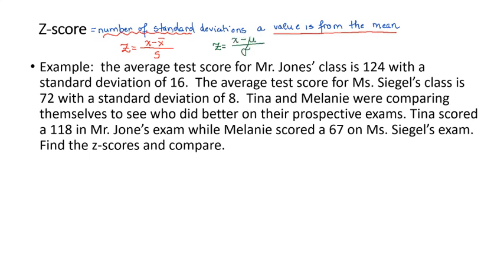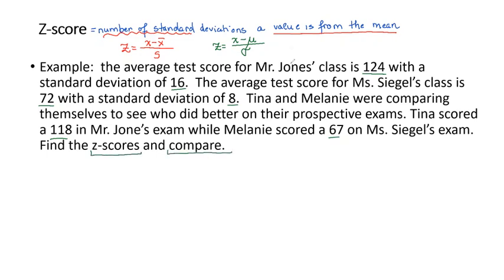Now, let's just take a look at this example. The average test score of Mr. Jones' class is 124 with a standard deviation of 16. The average test score of Mrs. Siegel's class is 72 with a standard deviation of 8. Tina and Melanie were comparing themselves to see who did better on their respective exams. Tina scored a 118 in Mr. Jones' exam, while Melanie scored a 67 on Mrs. Siegel's exam. Find the z-scores, and compare.